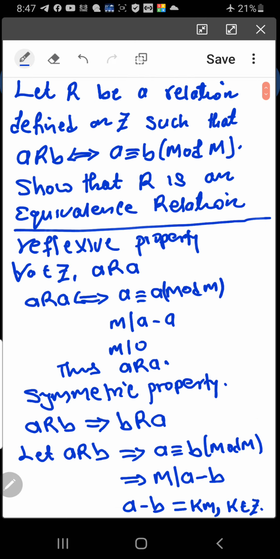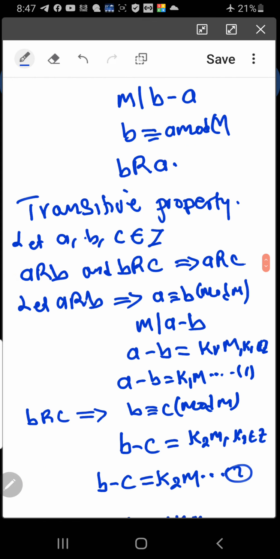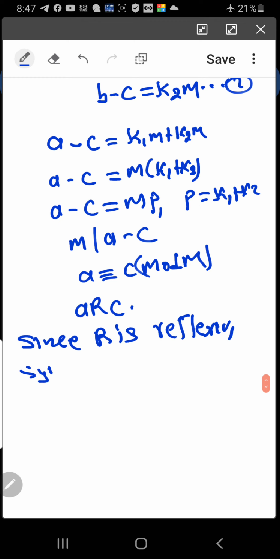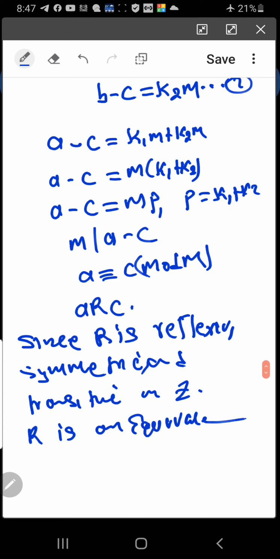We have seen that we have proven the reflexive property, we have proven the symmetric property, we have proven the transitive property, and then we conclude, since R is reflexive, symmetric, and transitive on Z, we conclude that what? R is an equivalence relation. So guys, that is it.